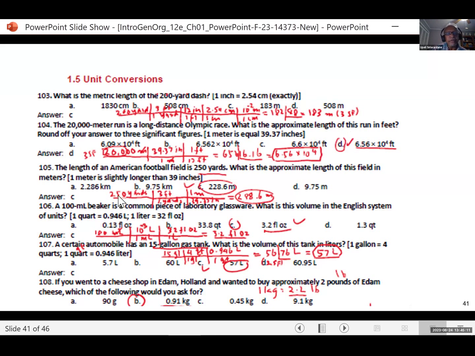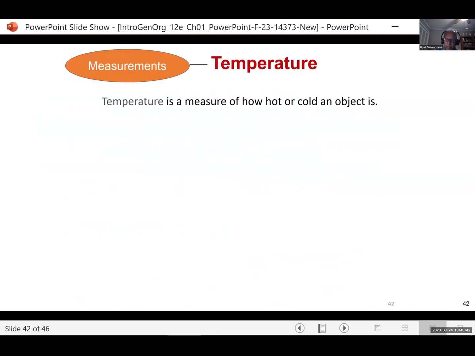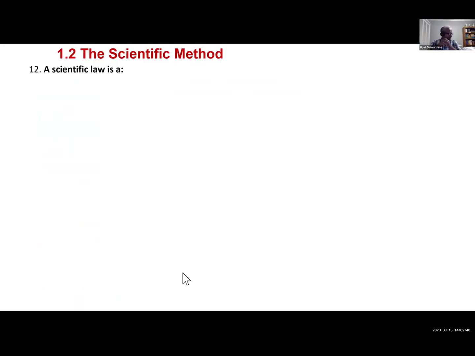How do you convert 250 yards to meters, length in meters? So you line up yards, convert that to feet, feet to meters, you get the answer. So the factor label method is used to calculate conversions from one unit to another. We'll start on that one next time.